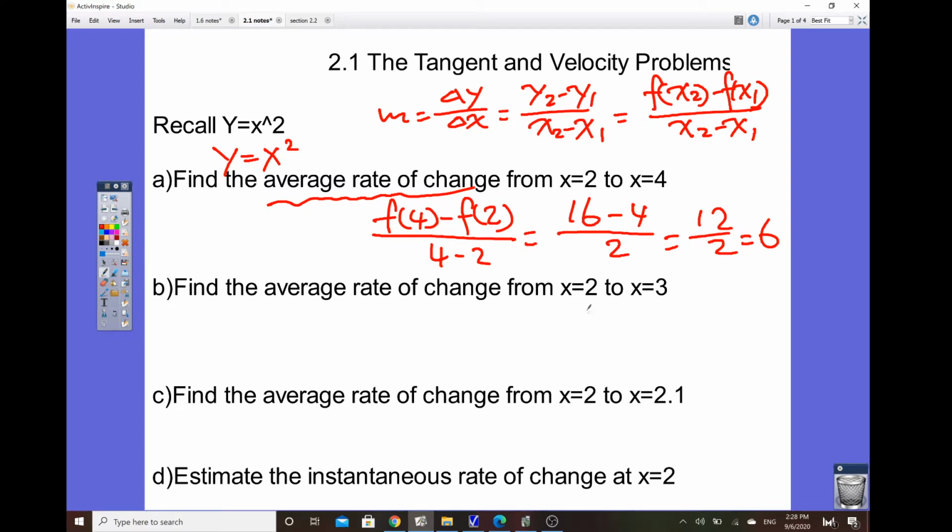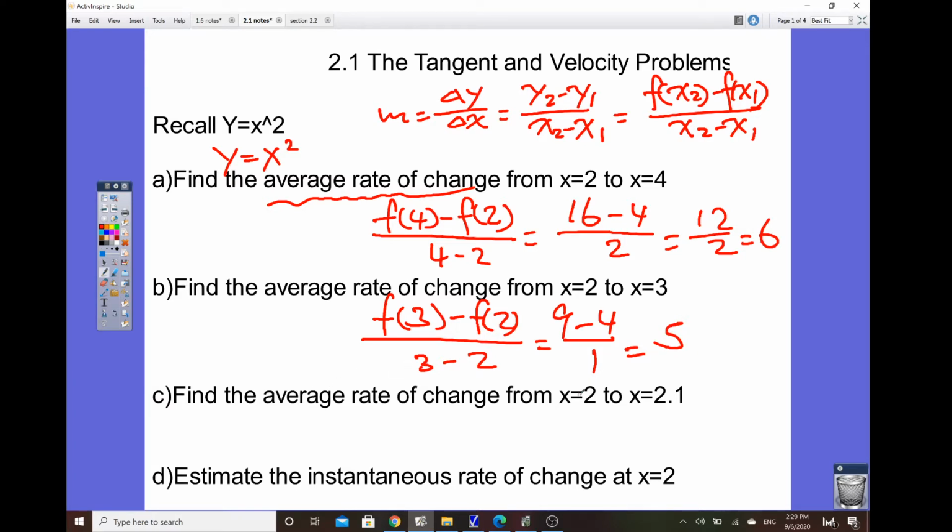And then for the rest of this, we pretty much want to do the exact same thing. f of 3 minus f of 2 over 3 minus 2, that would be 1. So again, it's always the setup first, and after that you want to simplify and evaluate. f of 3, so 3 squared is 9, minus 4, that's 5. So as you can see, the slope is getting smaller.